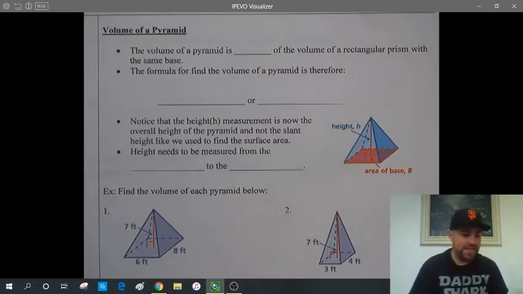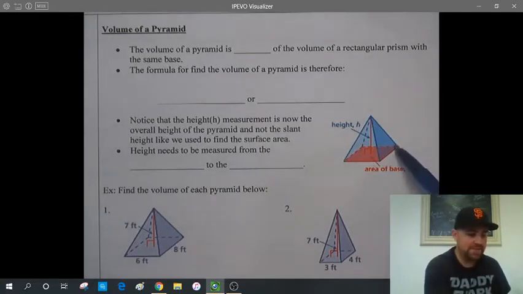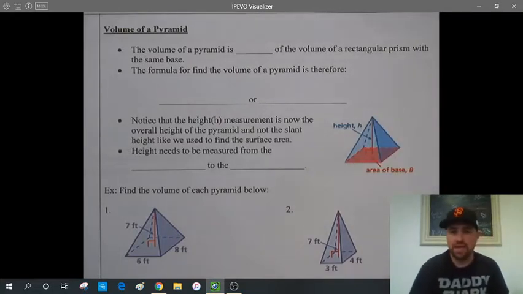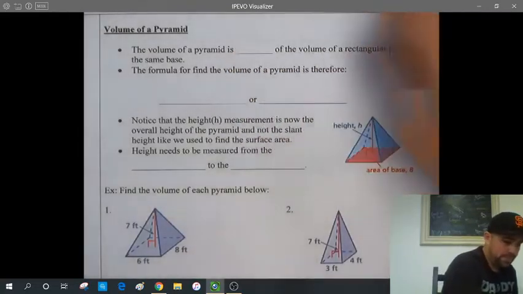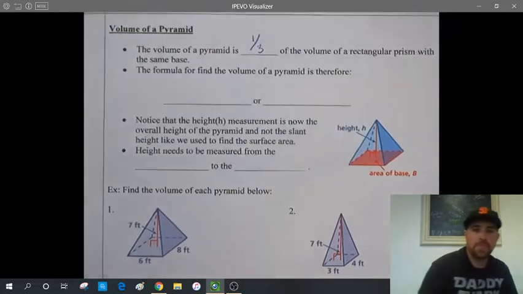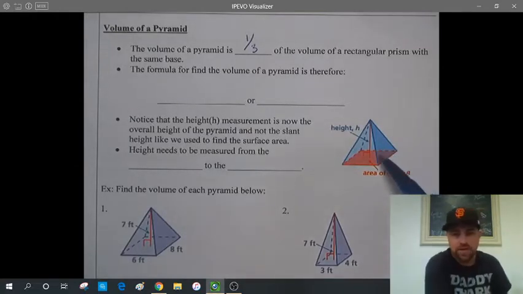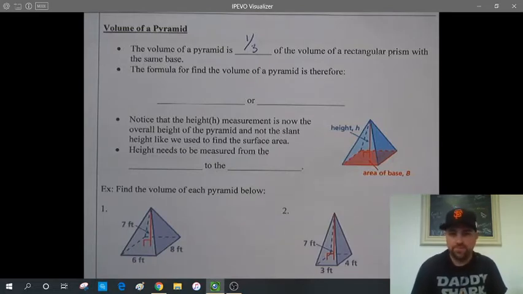But the idea is if I take a pyramid that has the same base area as a rectangular prism, so I could extend the sides up around here and close this off and make either a cube or a rectangular prism that has that same base, the pyramid is going to be 1/3 of the volume of the rectangular prism with the same base. Okay, which means that if I had a pyramid, and this is what the video shows, and you fill it with something, and then you add 3 of those to a rectangular prism that has the same base measurements, then it takes 3 of them to be able to fill that rectangular prism.